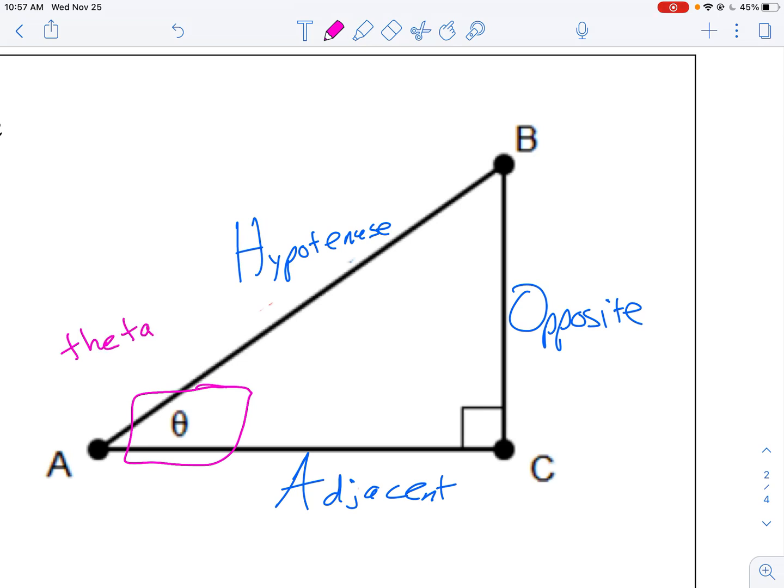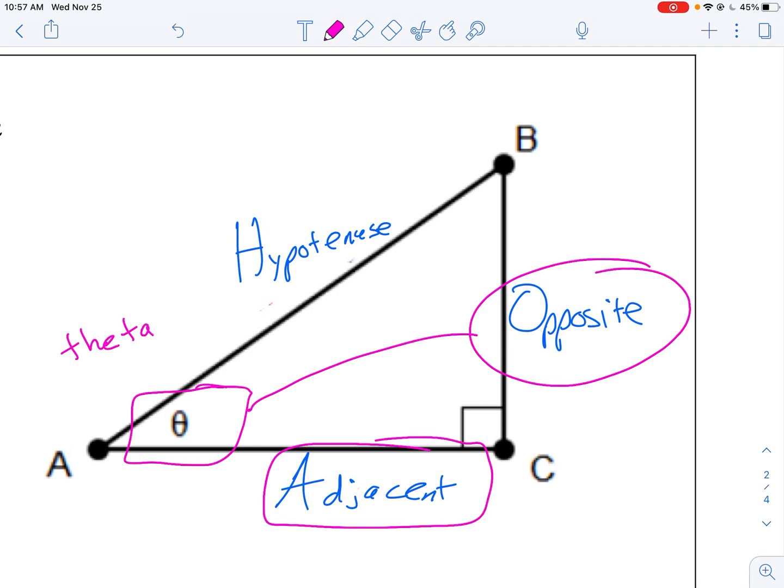Theta. At least that's how we say it. It's a Greek symbol. It's a Greek letter. And that stands for an angle. So this is an angle theta. We just picked this angle. But these sides are called opposite and adjacent because they are opposite our theta or they're adjacent to our theta.